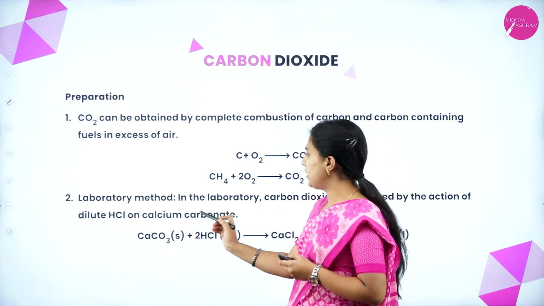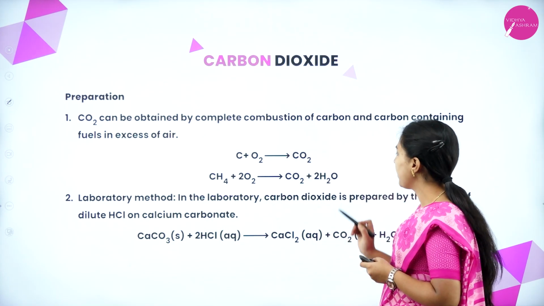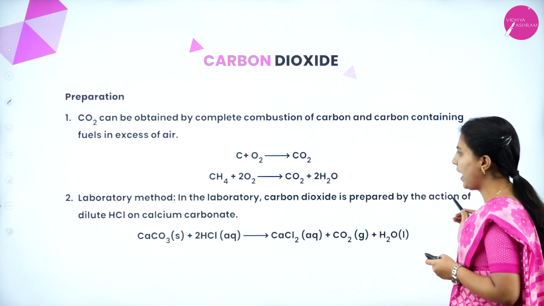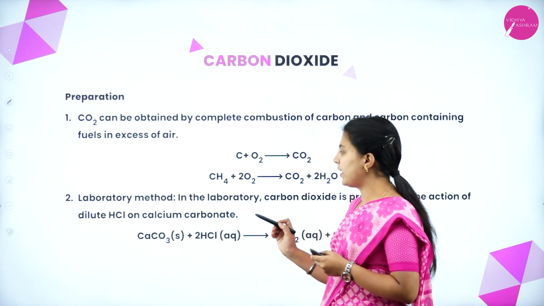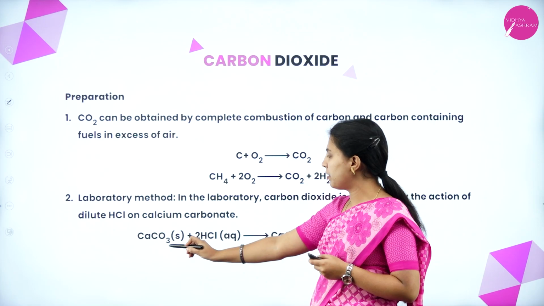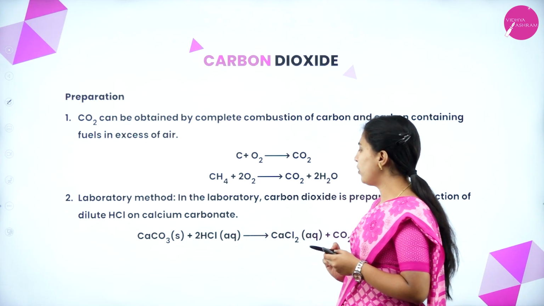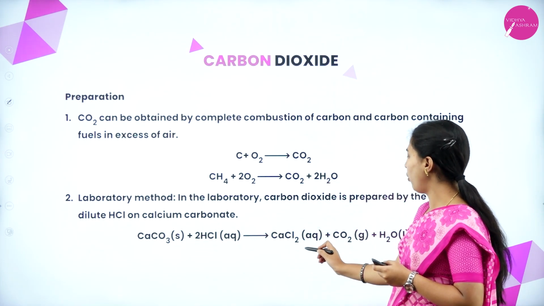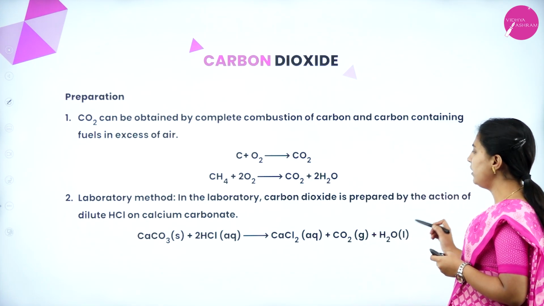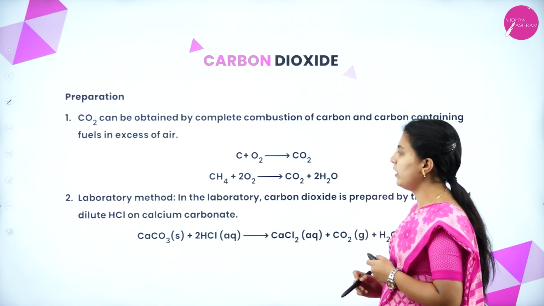Next, the laboratory method. In the laboratory, carbon dioxide is prepared by the action of dilute HCl on calcium carbonate. Calcium carbonate, when treated with hydrochloric acid, forms calcium chloride, carbon dioxide and water. This is the laboratory method.